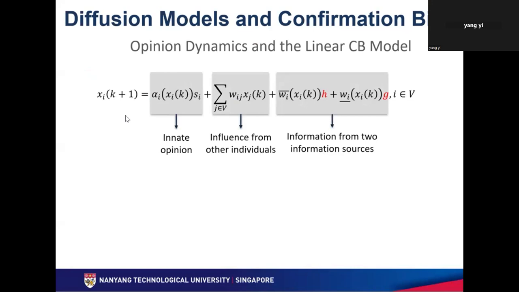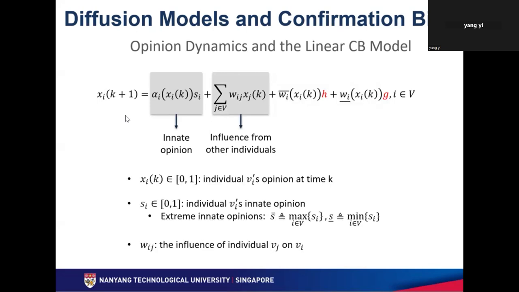And I'm going to first introduce the first two, but I will not introduce the meaning of every parameter because it would take too long. To understand the overall idea, first, Xi, as I mentioned before, is the individual Vi's opinion at time k or time k plus one. And the xi here is the individual's innate opinion. And the extreme innate opinions are the maximum and minimum values of opinions among all the existing users.